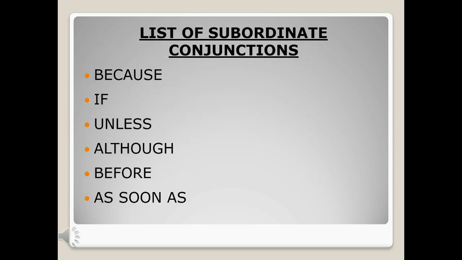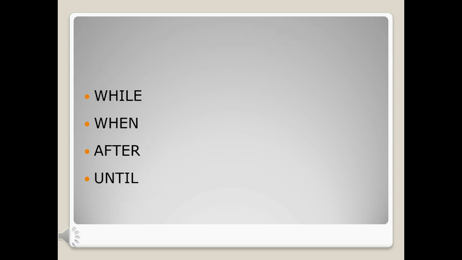Students, now we will study the list of subordinate or subordinative conjunctions in English. They are because, if, unless, although, before, as soon as. Some of the other subordinate conjunctions in English are while, when, after, until.